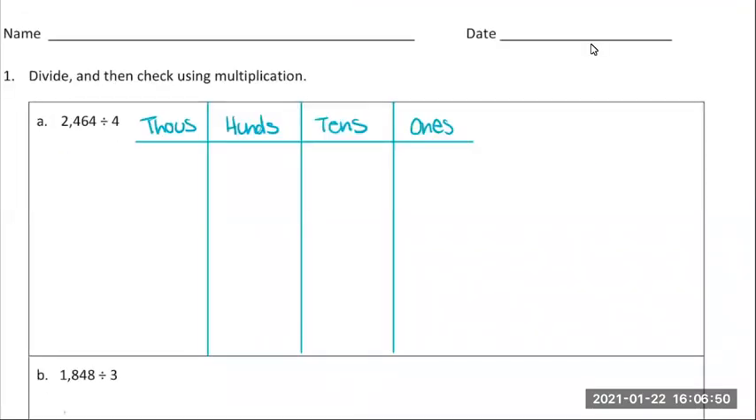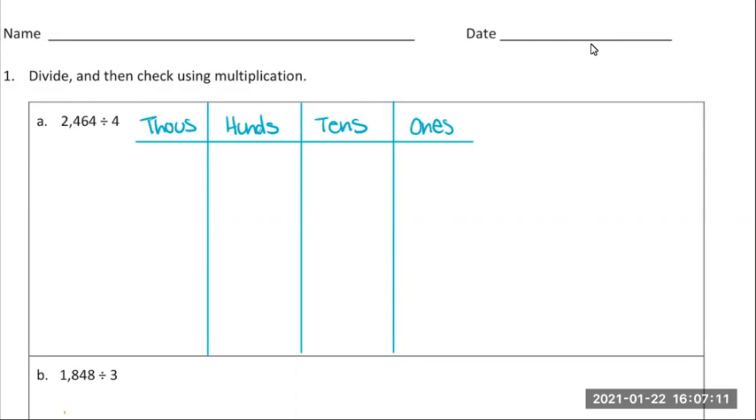Hi guys, we're going to be working on lesson 29, and in my last video I did the straight long division for lesson 29, but I wanted to show also division using the place value chart because some people are still working with the place value chart. So that's what we are going to do in this video.